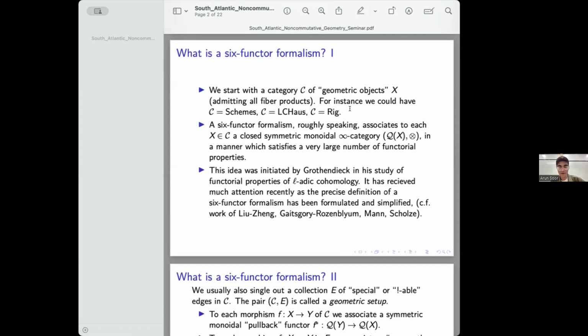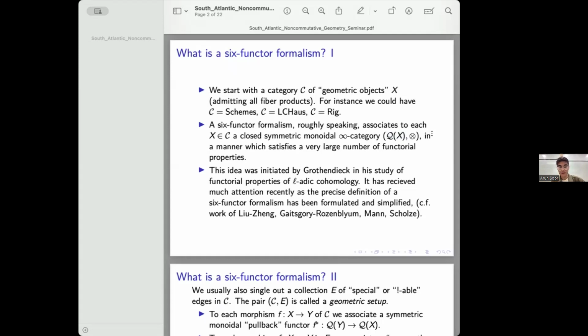So a six-functor formalism, very roughly speaking, associates to each geometric object a closed symmetric monoidal infinity category. If you're not familiar with infinity categories, perhaps you can just think of that like the derived category of quasi-coherent sheaves. So I've written QX suggestively for that. And you'd have the derived tensor product on that. And this association should satisfy a very large number of functorial properties. I'll get onto that.